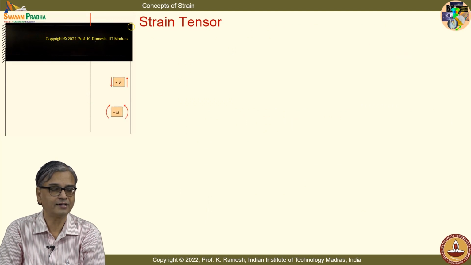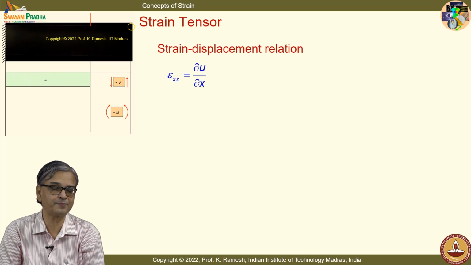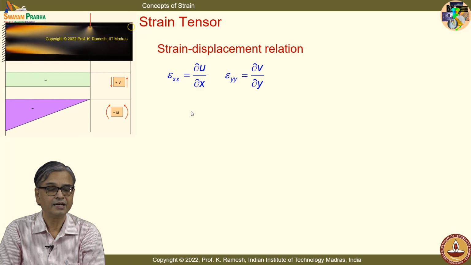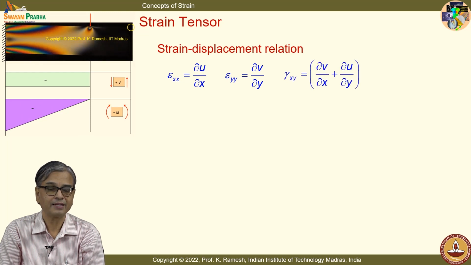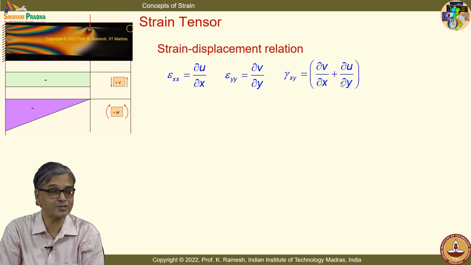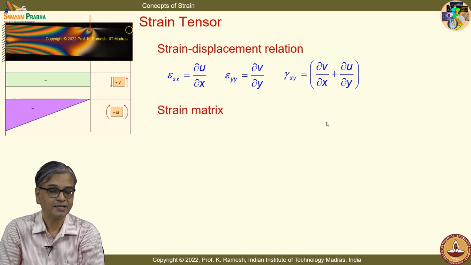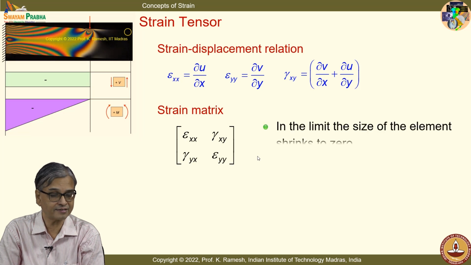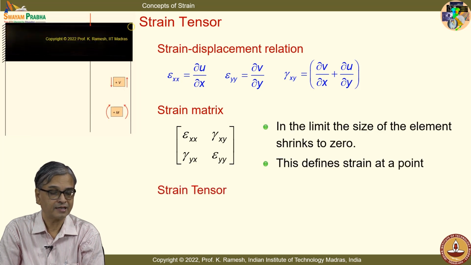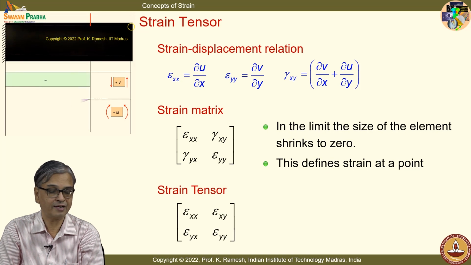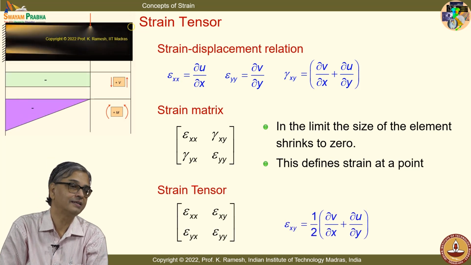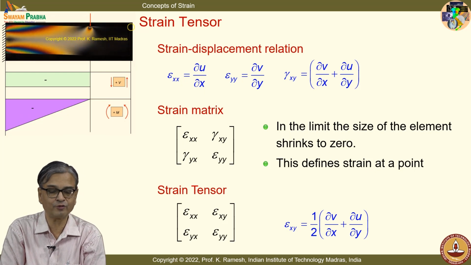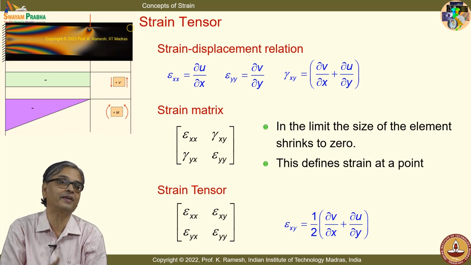So, now we look at what a strain tensor is. I have the strain displacement relations: epsilon xx is dou u by dou x, epsilon yy is dou v by dou y, and gamma xy is dou v by dou x plus dou u by dou y. The strain matrix is epsilon xx, gamma xy, gamma yx, epsilon yy. The strain tensor is epsilon xx, epsilon xy, and epsilon xy is half of gamma xy, or half of dou v by dou x plus dou u by dou y. You can express it in any other way.